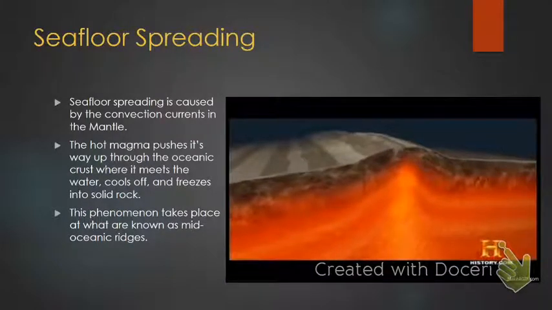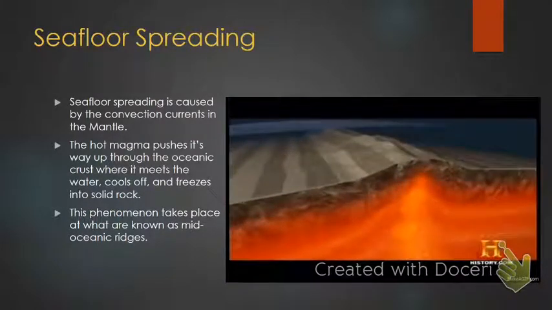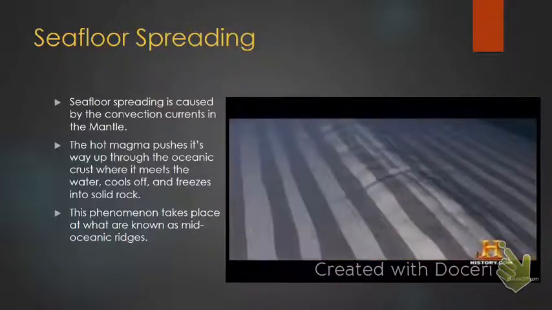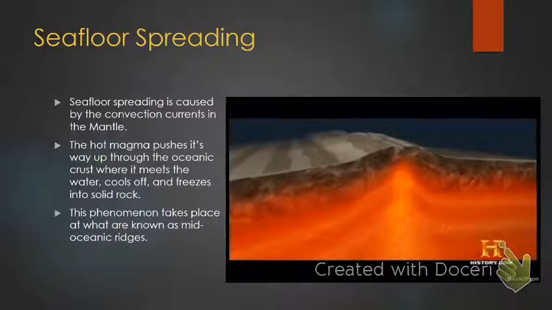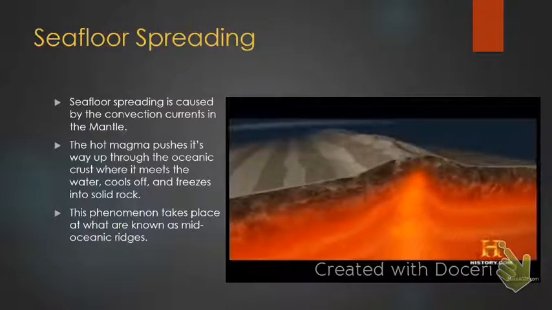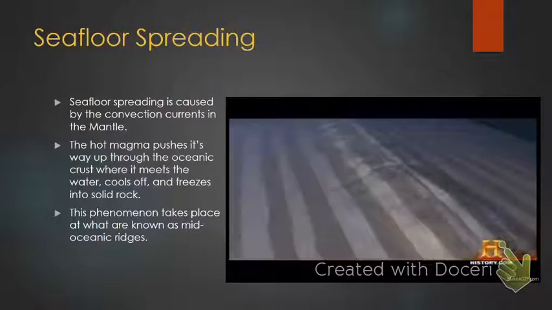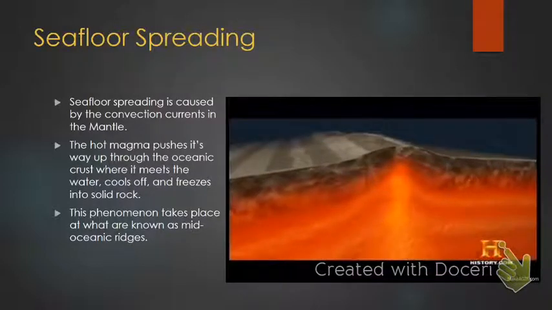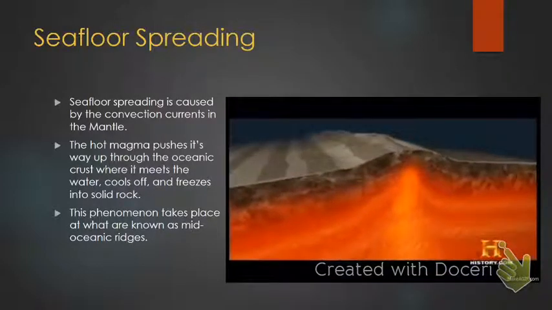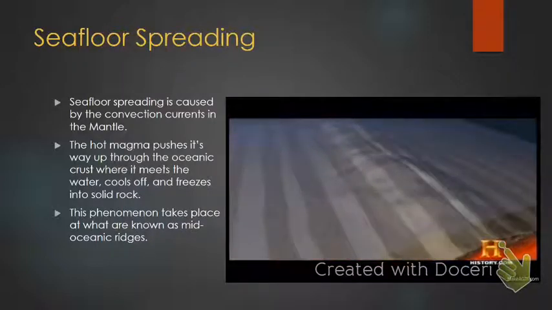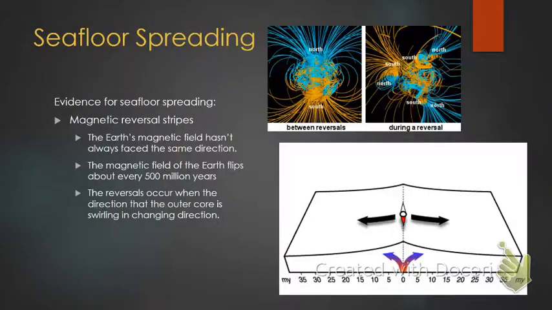So seafloor spreading, what's that? Seafloor spreading is caused by that convection current in the mantle, and when hot magma pushes its way up through the oceanic crust, it meets the water, cools off, and freezes into solid rock. This is the phenomenon that takes place at what are known as mid-oceanic ridges. So we see mid-oceanic ridges forming right here. This is the underwater mountain range that was discovered by Bruce Heezen and Marie Tharp.